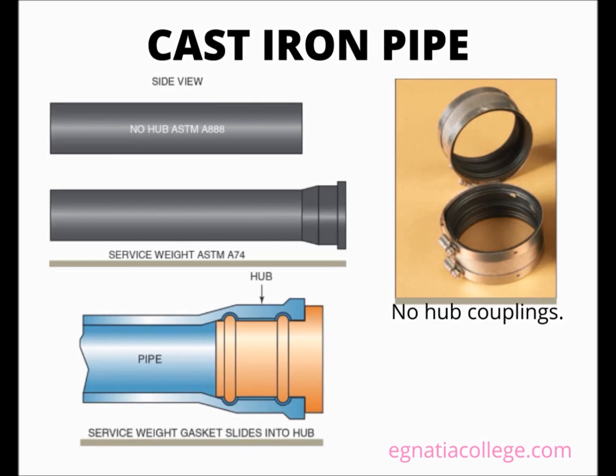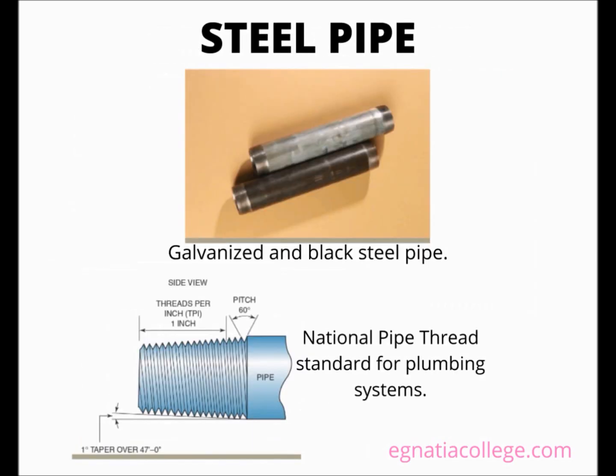Steel pipe. Galvanized and black steel pipe are the two kinds generally used in the residential plumbing industry. Though steel pipe is sold with plain ends, most smaller pipe sizes are manufactured with threads on each end. The standard length of steel pipe is 21 feet, and the most common sizes in the residential industry range from 1/2 inch to 1 inch.